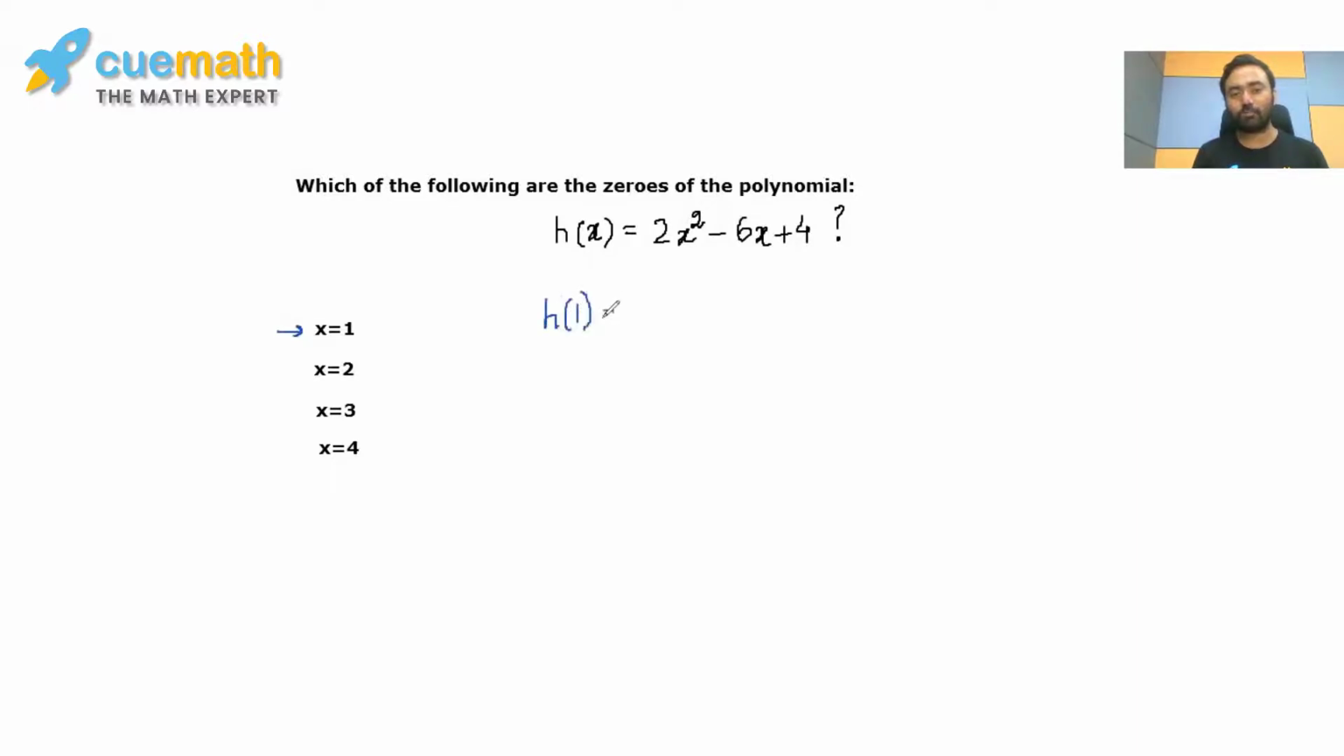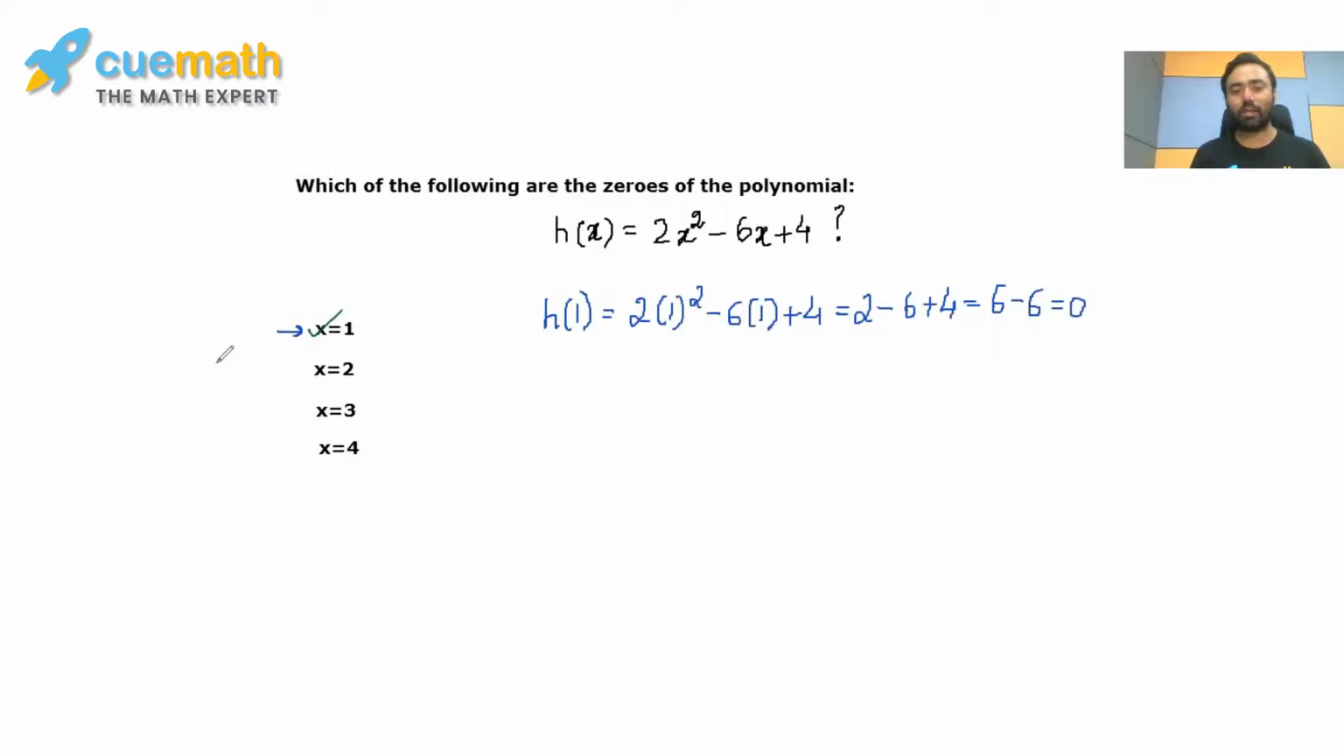So h of 1 equals twice of 1 square minus 6 times 1 plus 4. If we simplify this further, twice of 1 square is nothing but 2, minus 6 plus 4. Adding the positive numbers, we are going to get 6. So 6 minus 6 is equal to 0. It means that this first option is definitely a 0 of this polynomial, because when we substitute this value of the variable, the polynomial becomes 0.